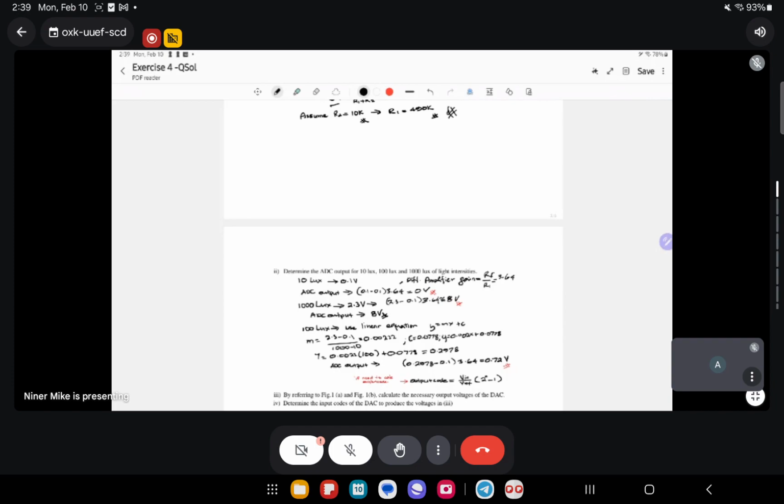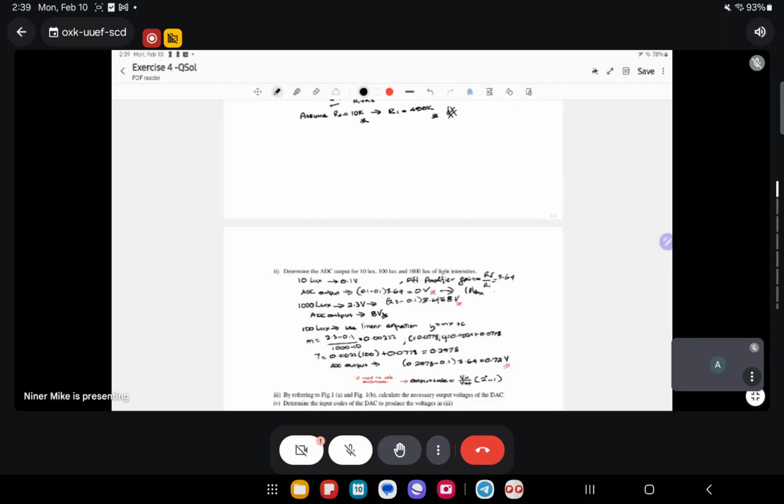Because the offset is 0.1 and it says 10 lux, if it is 0 volt at the ADC, it will be equal to this 10 lux. So we offset, right? So this is ADC output, 0.